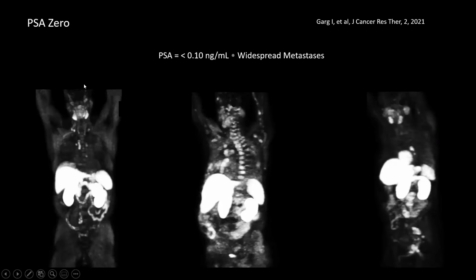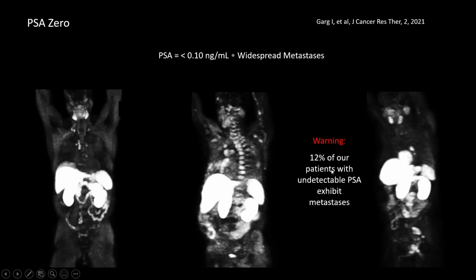So these are all examples of patients that walk through the door to see me. They have a PSA of 0, and they're literally head to toe filled with prostate cancer. This person is riddled with prostate cancer. This person has all kinds of lymph nodes in the chest. This guy has a tumor the size of a football growing in his chest, PSA 0.